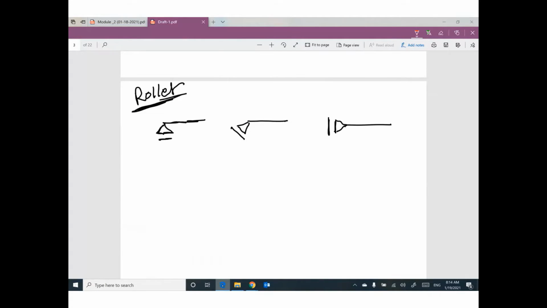Thank you, Benjamin. Yes, your reaction is only one reaction, perpendicular to the base of the roller. For this base. So the reaction for roller support is perpendicular to the base of the support. Keep it in your mind.